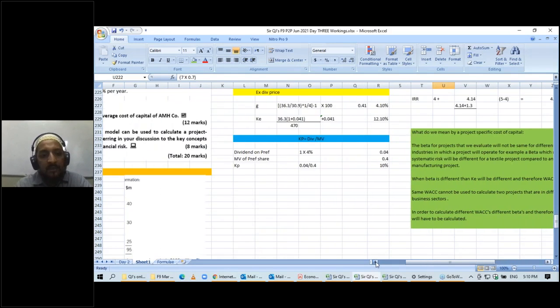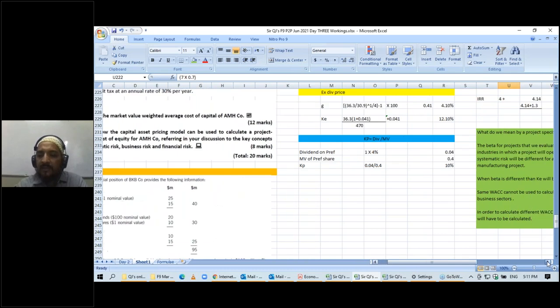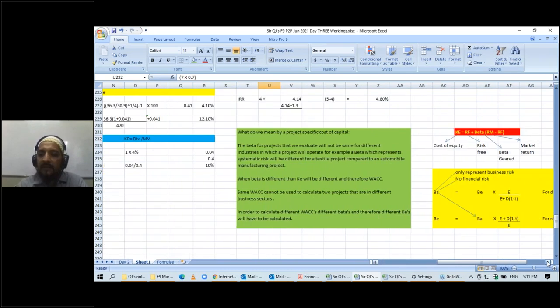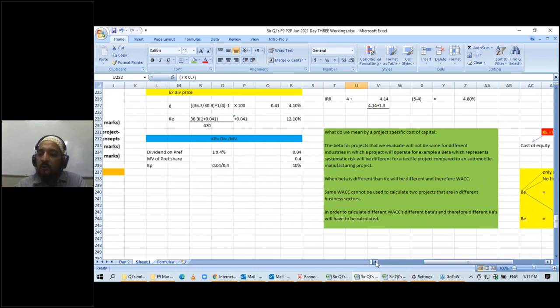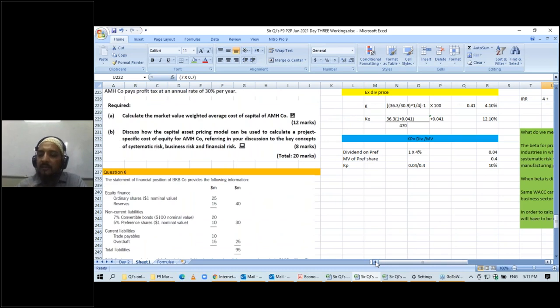Okay, so let's move on to the next question. So this was the answer to part B over here, of 8 marks, right? In this I have basically discussed these factors. So how it will be marked, let me tell you. First you need to tell about the systematic risk and non-systematic risk. Then non-systematic risk will be diversified, systematic will not be.